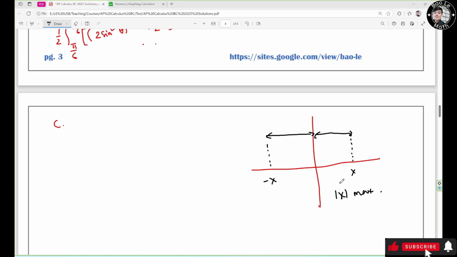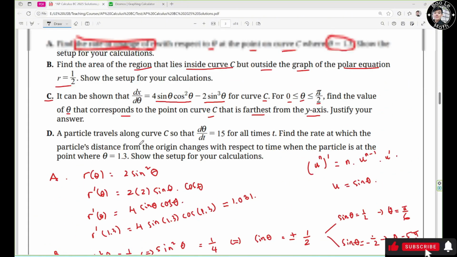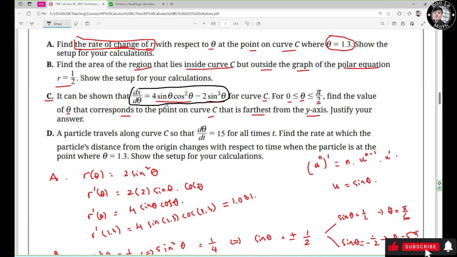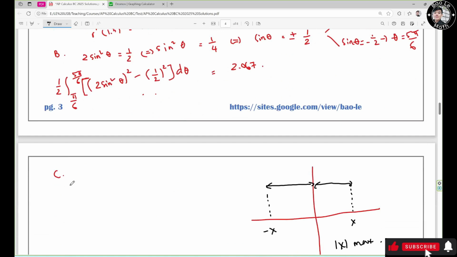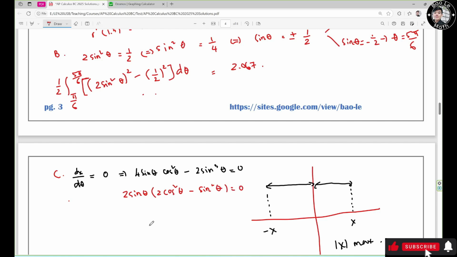In order to do that, you need to find the critical points. So given the derivative of this one right here, we let this one equal 0. I'm going to factor 2 sine theta out, so it turns out to be 2 cosine square theta minus sine square theta equals 0.